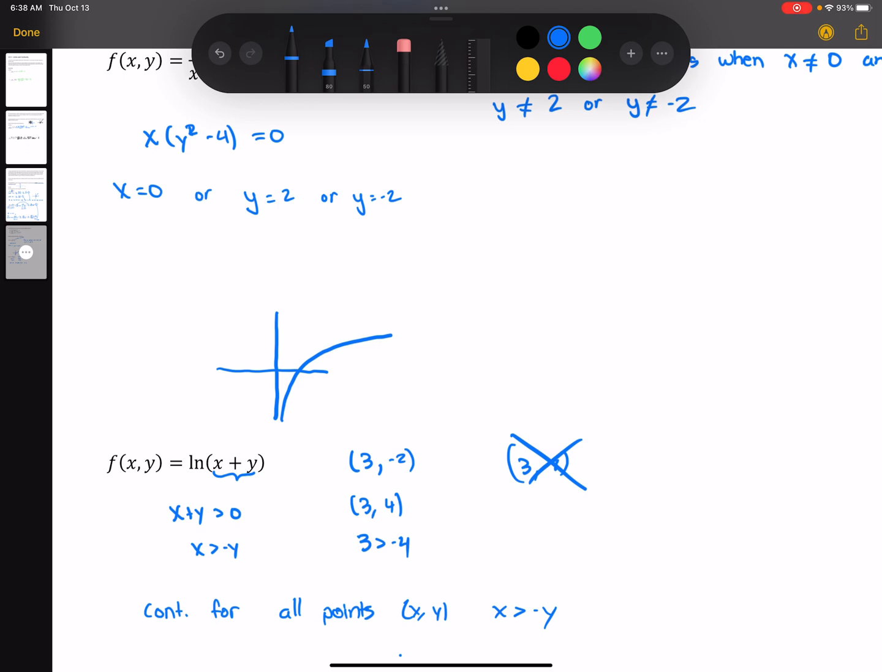All right, so that's our video on limits and continuity. We'll do a lot of practice with this in class. The two-path test is something that gives students trouble.